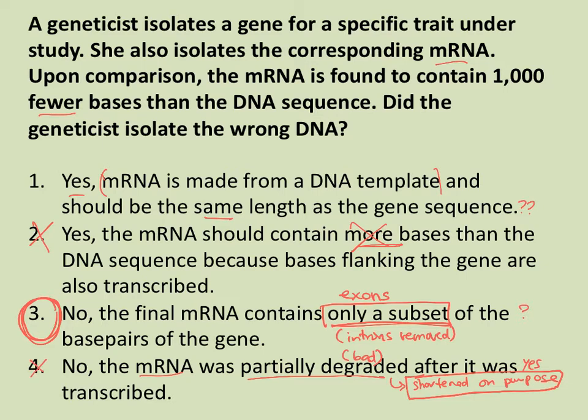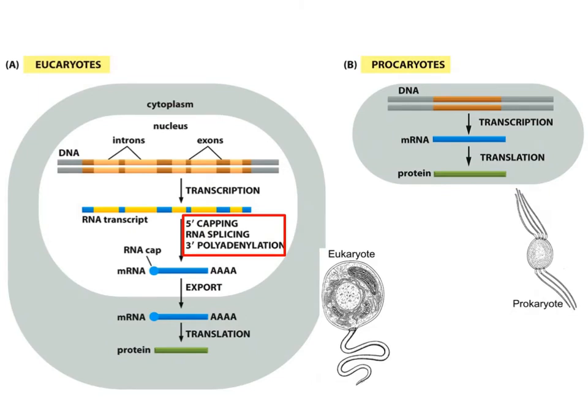And then up here, we're going to talk about how in eukaryotes, no, the mRNA is not the same length as the gene sequence, but in prokaryotes, yes, it would be true that the mRNA is the same length as the gene sequence. So let's get into some of the details of this. What we'll be describing in this video is RNA processing. So that is how we go from the transcribed mRNA into the mature mRNA that is released into the cytoplasm of the eukaryotic cell so that it can be translated.